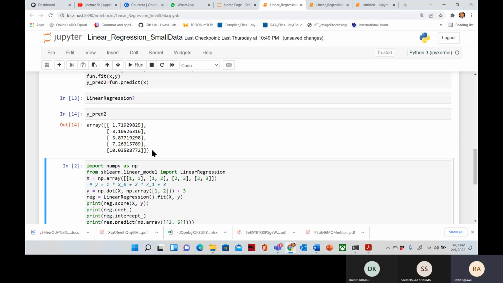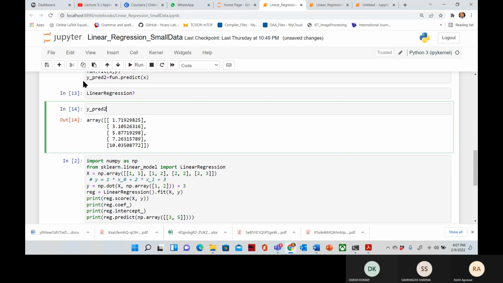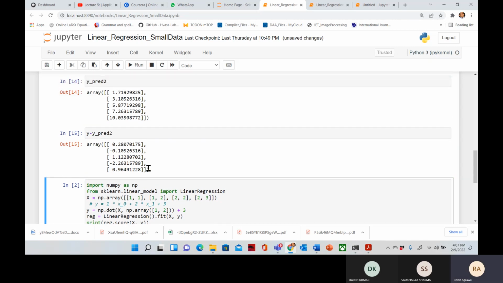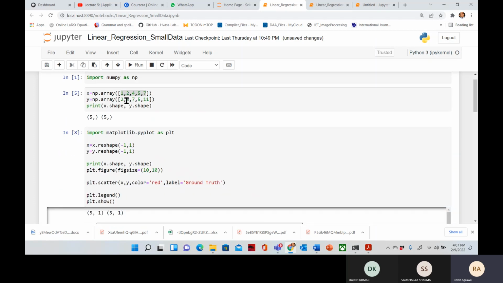Now just observe the difference. We can plot the difference here, y minus y_pred. See, there is a very minimal difference in these two points, but this point has some large difference, and this point has some large difference. Yes or no? Yes. So you can say this is the error. The predicted values are this and the actual values are this.